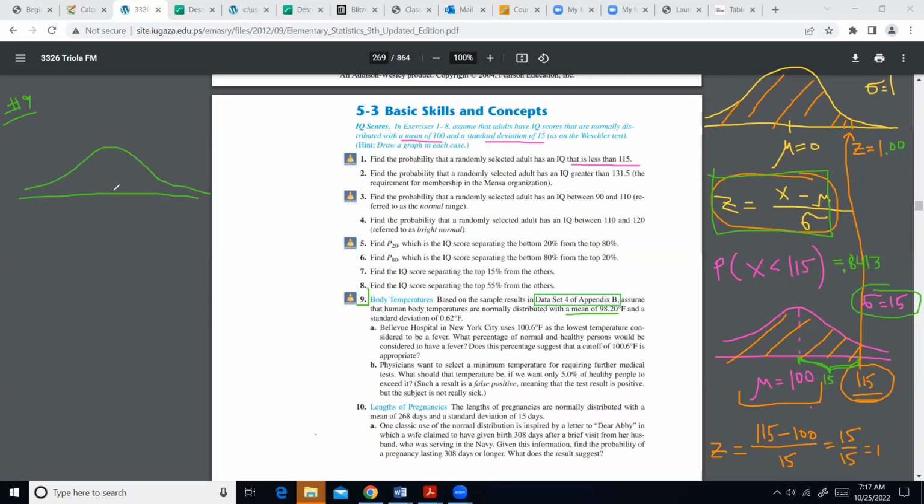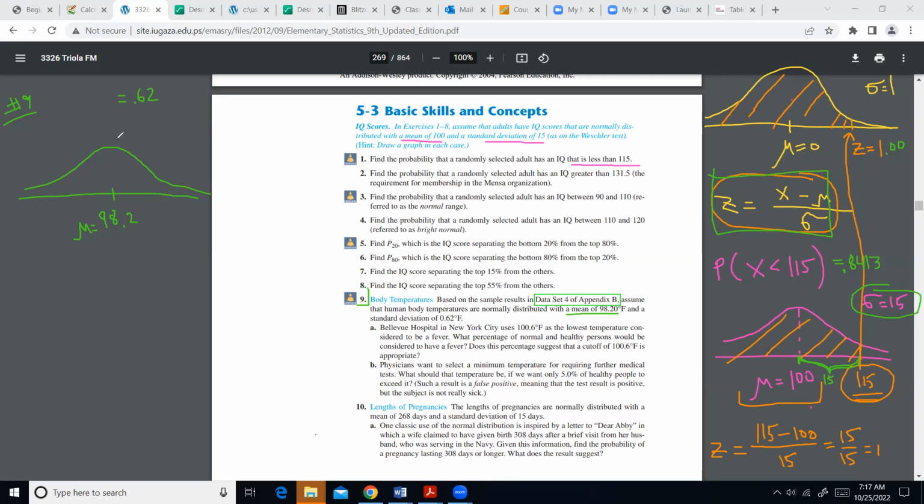So the mean, the maximum, will be at 98.2, and that's going to be mu, right? And the standard deviation, they say, is sigma, and this is 0.62 degrees. Okay, so we have the mean, we have the standard deviation. Let me write this a little bit better.